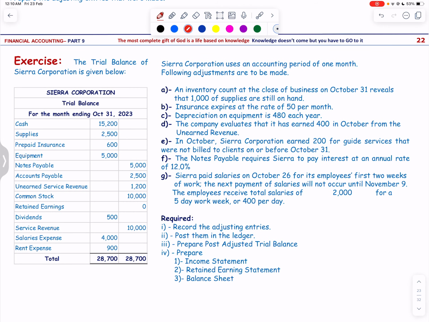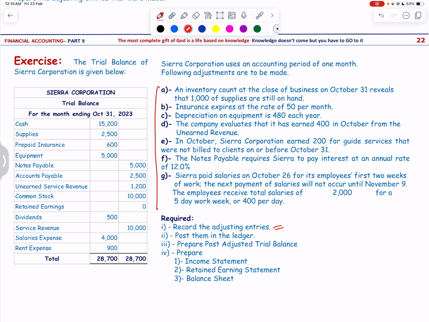The trial balance of Sahara Corporation is given over here, and we have the set of adjustments that are required, and we have to record the adjusting entries. We are going to make these adjusting entries on the next page, but before that, let us look into the type of adjustments required.